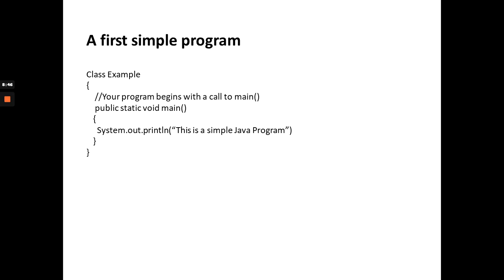Here is a first simple program. Each and every program execution will begin from the main function inside the Java. So in this example also, it is created as public static void main, and it is contained inside the class. Everything will be and must be written inside the class, and that will be written as system.out.println. So this is a simple Java program line will be executed.